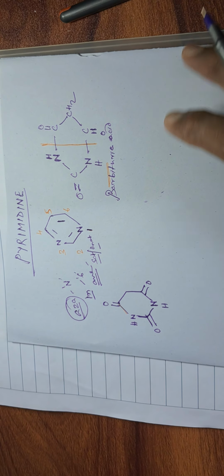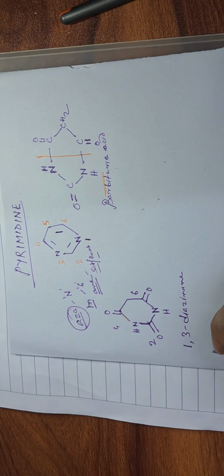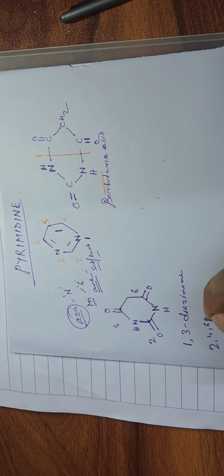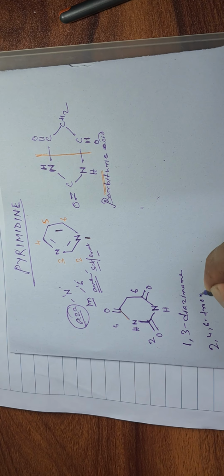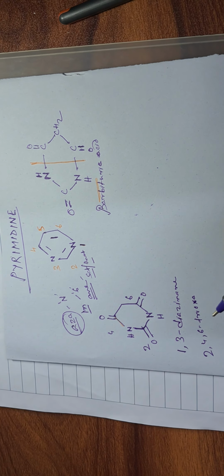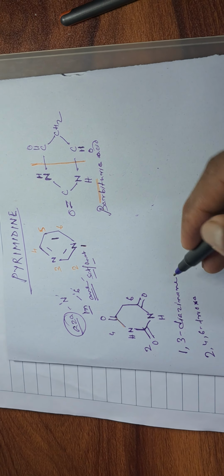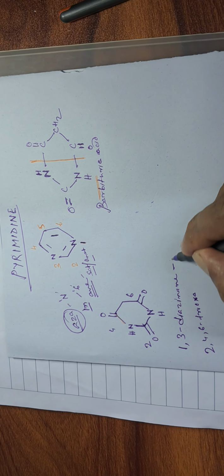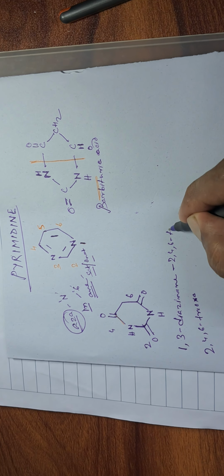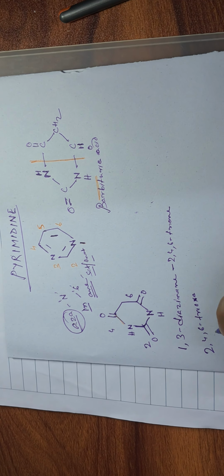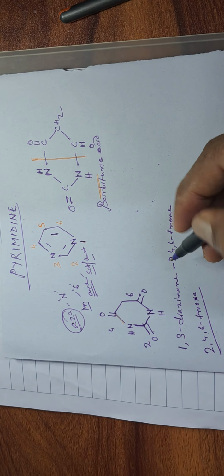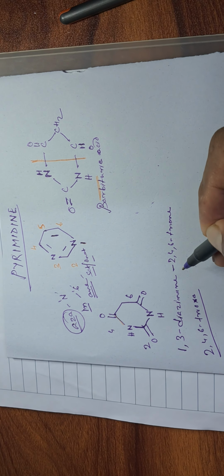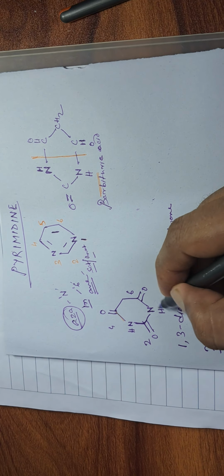But the thing is, what about the oxo? We can call it 2,4,6-trioxo, or we can say 1,3-diazinane-2,4,6-trione. If we are using 2,4,6-trioxo-1,3-diazinane, that will also work. If you write 1,3-diazinane-2,4,6-trione, that will also work. Fine, okay.